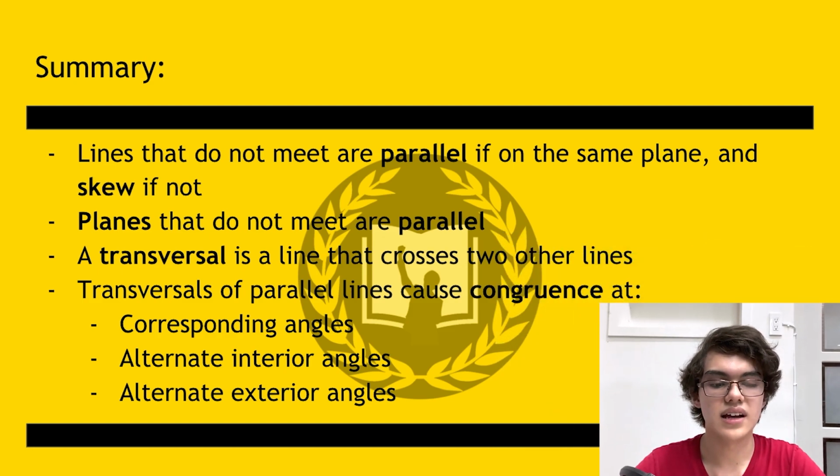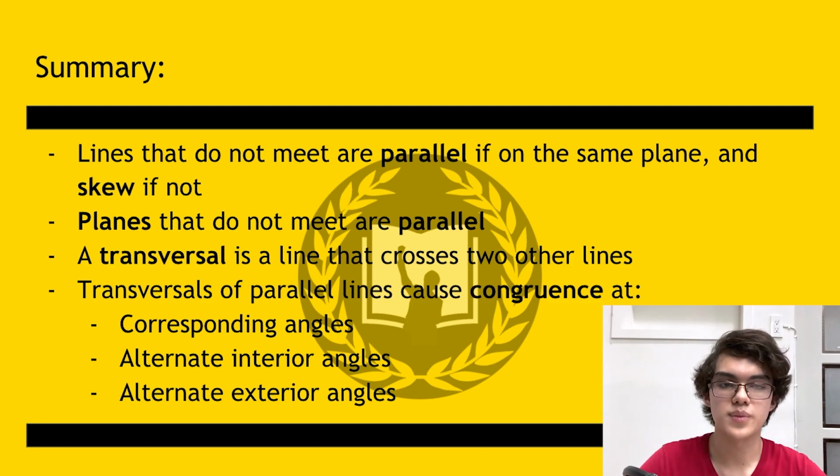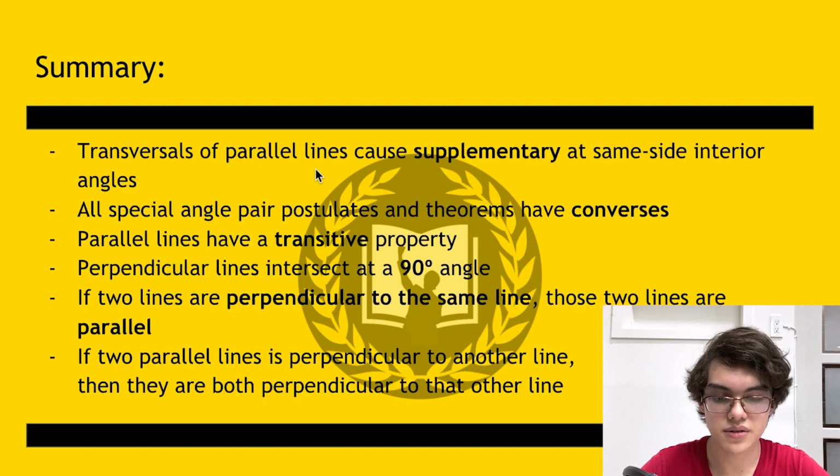And to summarize, lines that do not meet are parallel if on the same plane, and skew if not. And planes that do not meet are also parallel, and these have to be in the same three-dimensional space. And a transversal is a line that crosses two other lines, and transversals of parallel lines cause congruence at corresponding angles, alternate interior angles, and alternate exterior angles. And there are postulates and theorems for each of those.